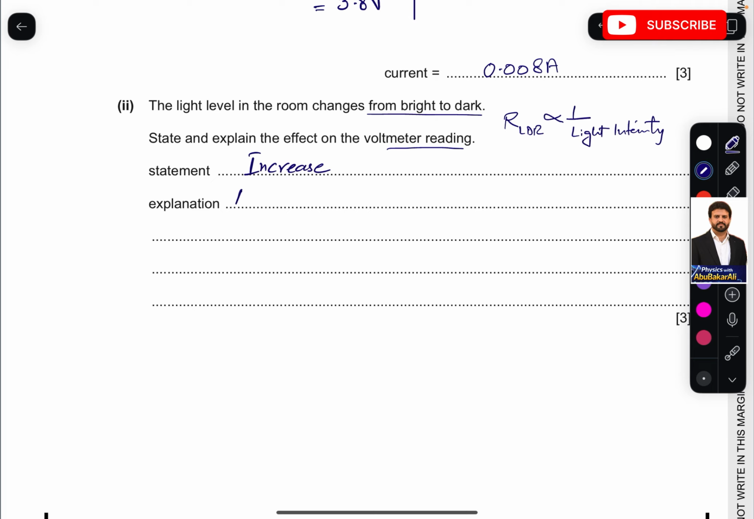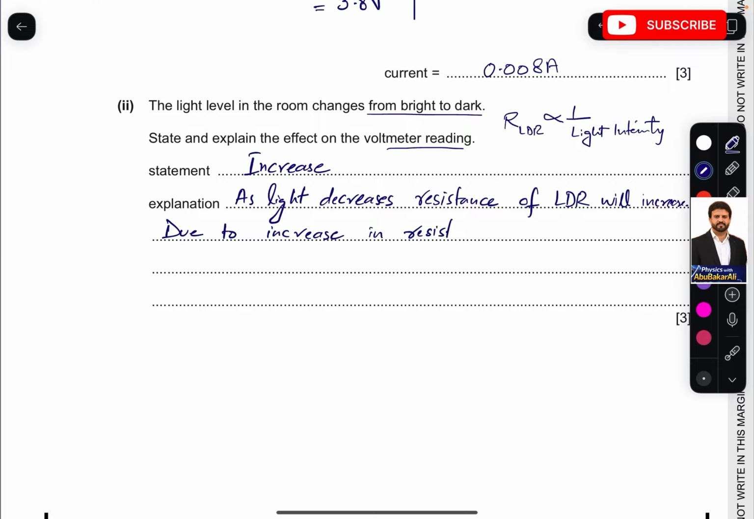We have to explain as light decreases, resistance of LDR will increase. So due to increase in resistance, LDR will have more share of voltage.